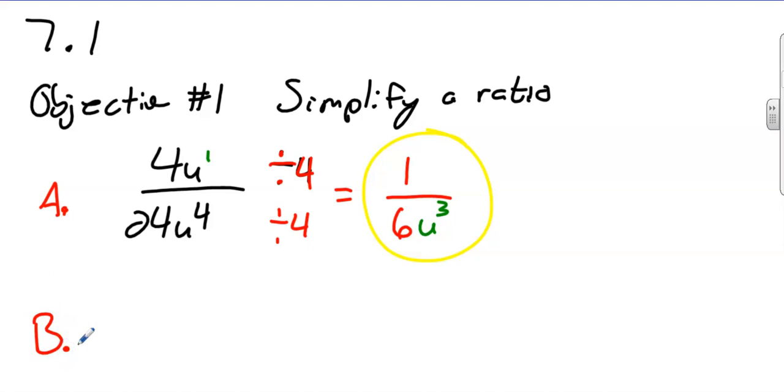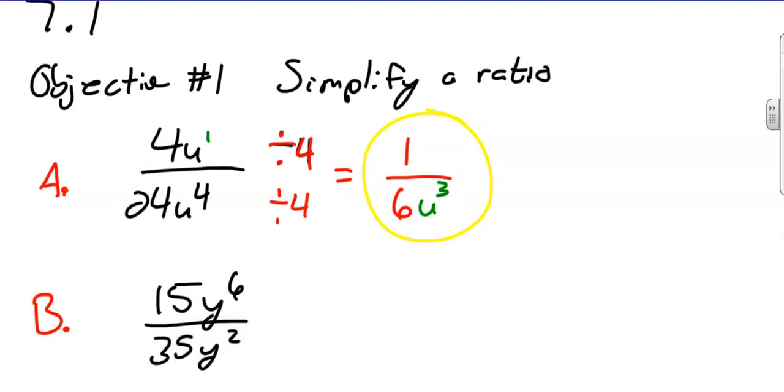Okay. And just to give you another one of those, just to see what it is that we're looking at for a different example here. Let's go 15y to the 6th over 35y squared.